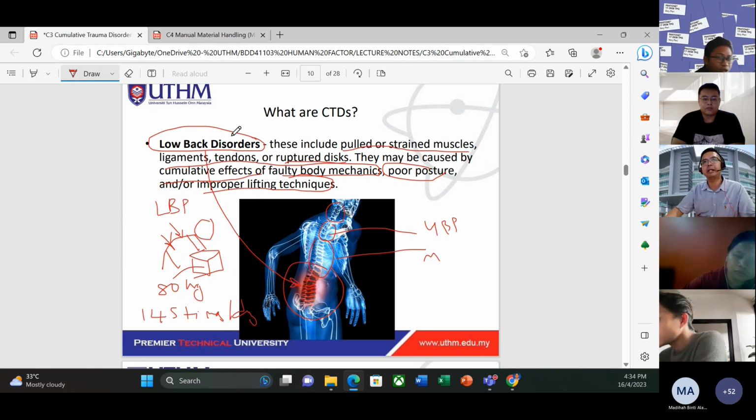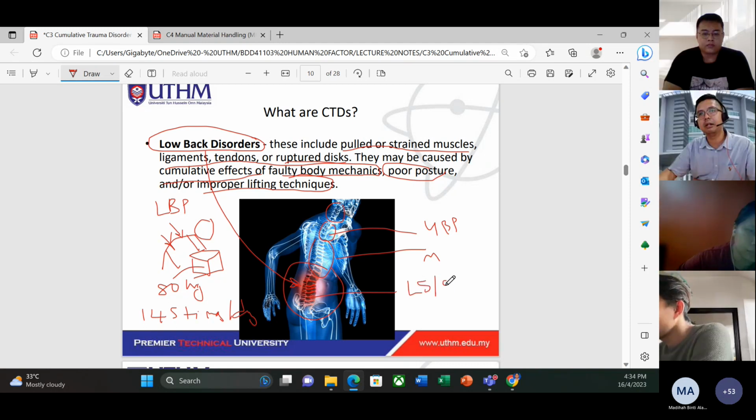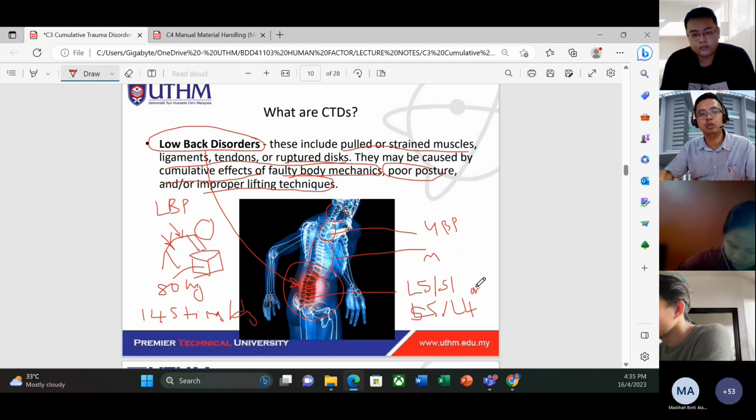So basically, lower back pain comes from an L5, S1 problem, or L5, L4. So between them we want to look at the condition of our disc, whether it's bulging, whether it's herniated, and the other problems mentioned.